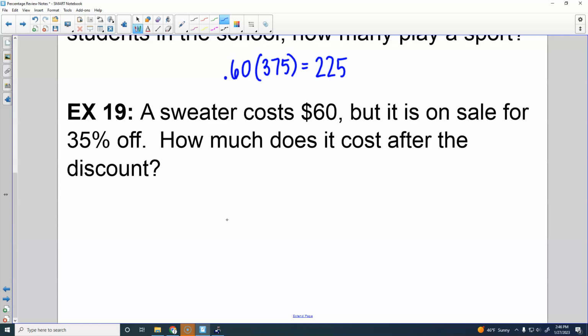We're not talking about that because we're doing this problem. I need to know how much this sweater costs. Okay. All right. How much does a sweater cost?